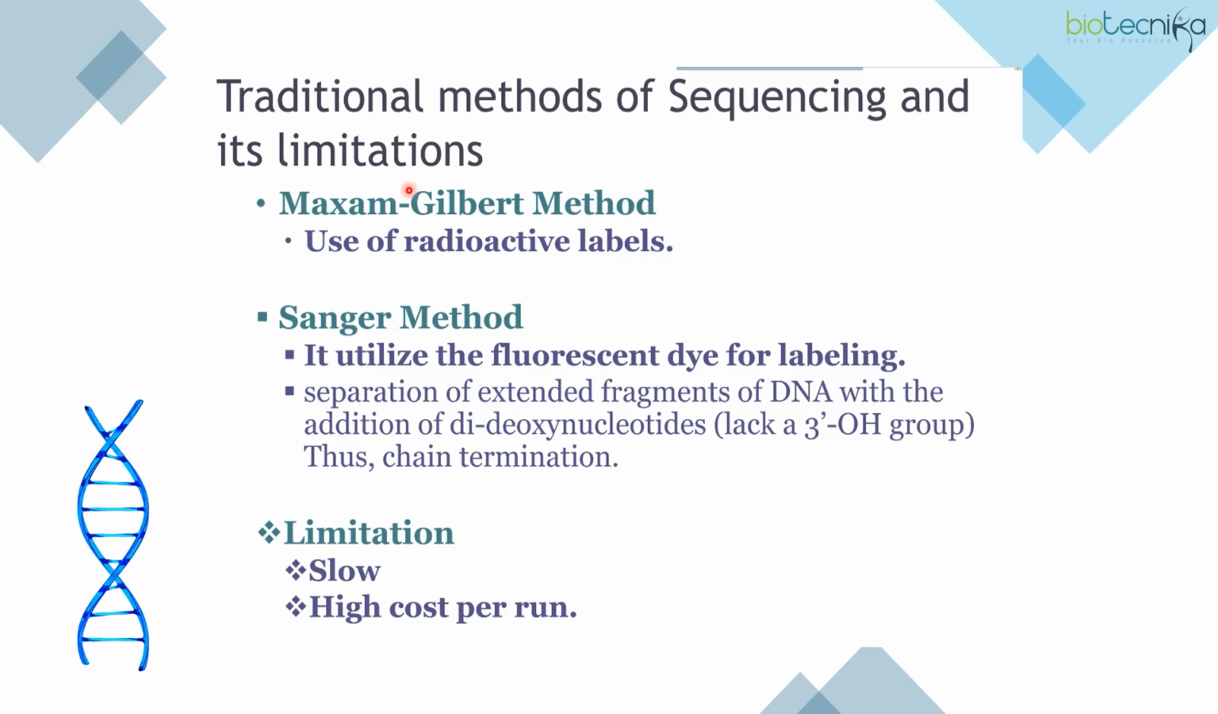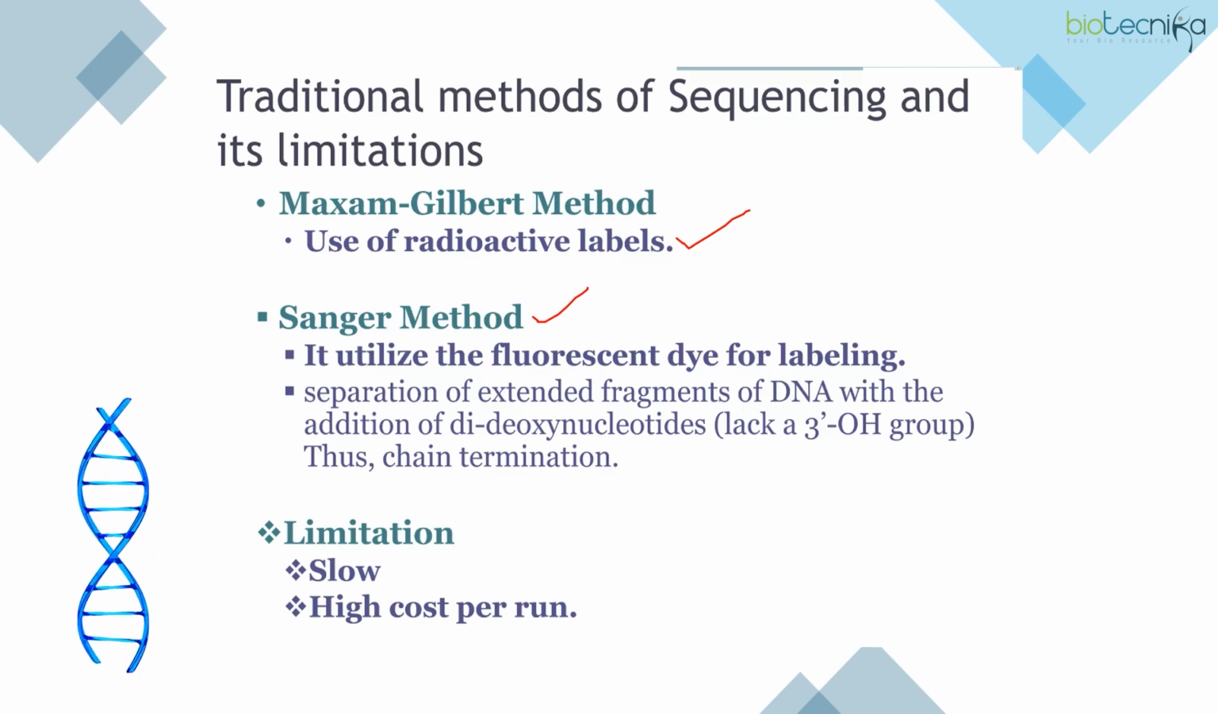As we all know, previously we had different methods available, right? Such as the Maxam-Gilbert method, which uses radioactive labels to perform the sequencing, so that we get to know the specific levels within the fragments of DNA, and based on that we can identify the mutations accordingly. But after that, there was the invention of the Sanger method. It's nothing but Sanger sequencing.